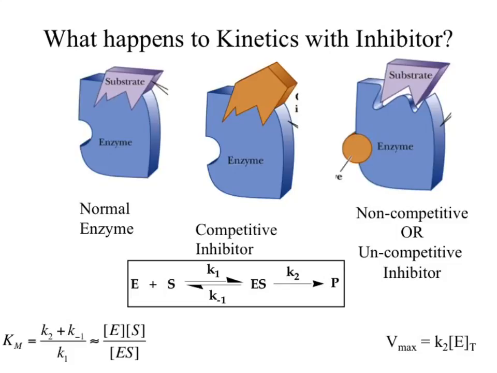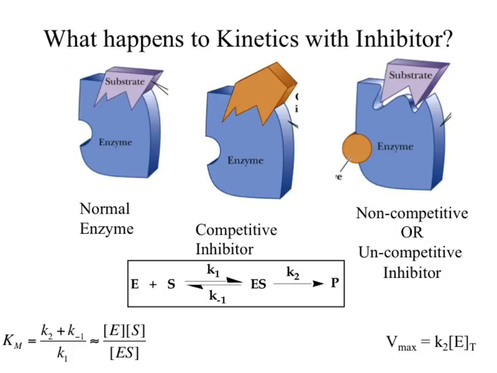Not. What does un mean? Not. Why are we calling these two different things? Because they have two different mechanisms by which they work. Because one affects the Km and one does not. Yes. So what we're looking at is our standard enzyme.